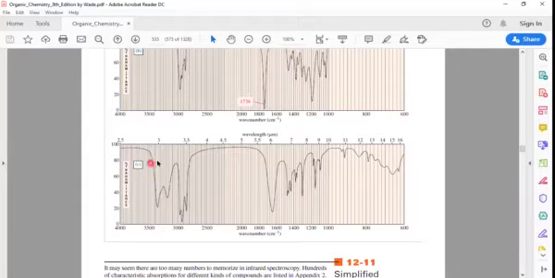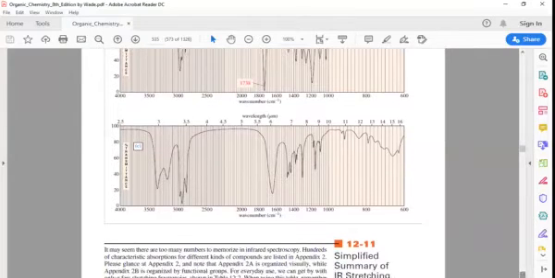And this doublet shows that maybe it is an NH2 group. Based on this, we can say that this is a primary amide. And here you can see the aliphatic carbon-hydrogen stretching. So this is how you have to look at the prominent peaks, and then based on those observations, you have to predict the functional groups.